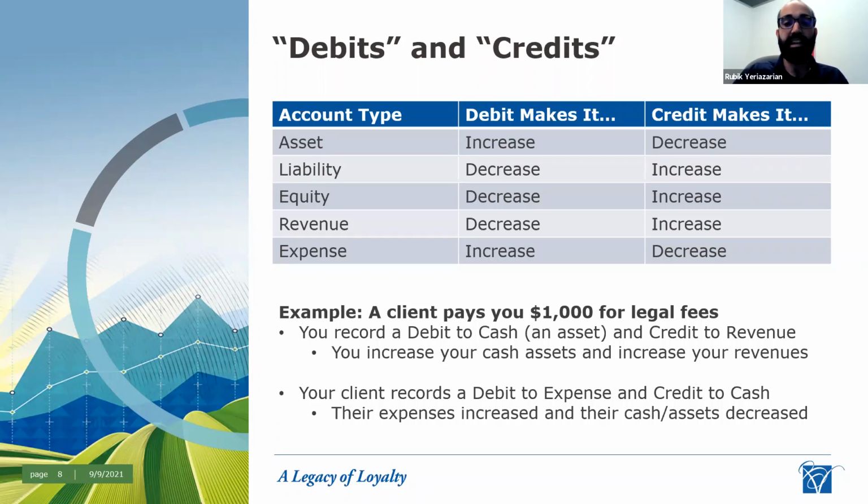At the end of the day, you must always have at least one debit and credit in a journal entry, and then the net impact of those entries will net to zero. So as long as your debits equal your credits, then you're in good shape.